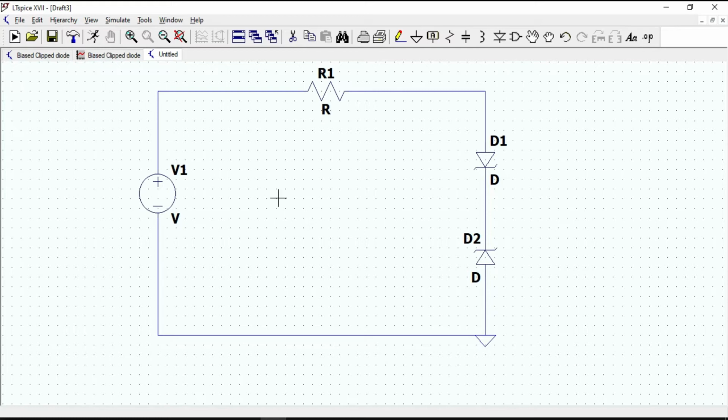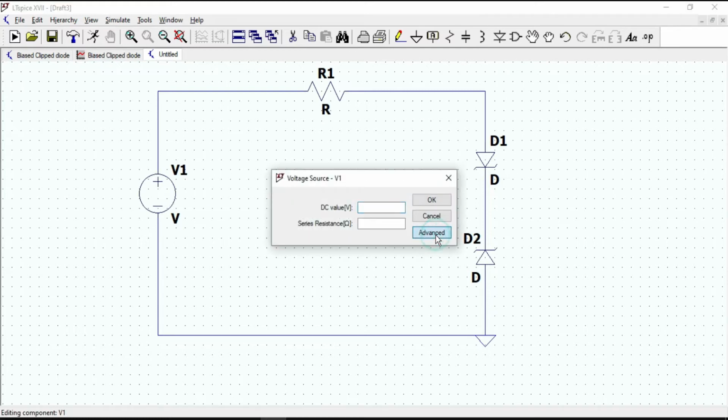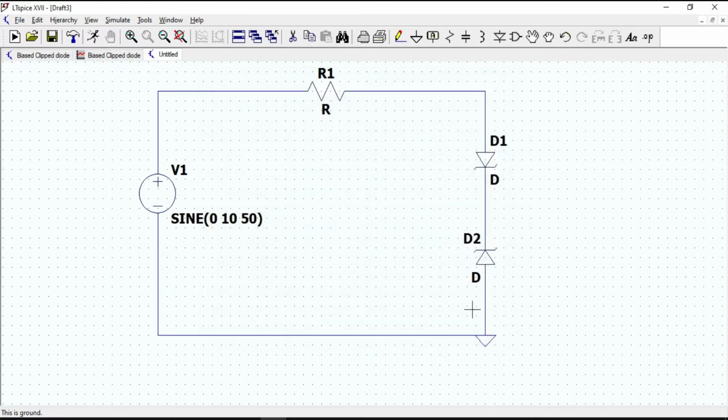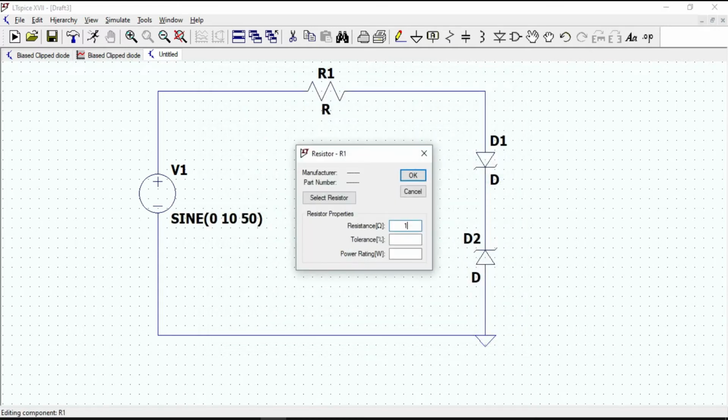Now enter values. Right click on the voltage source. Go to advanced. Select sine function. Let us enter 10 volt as amplitude and 50 Hz as frequency. OK. Enter 1K for the resistor.